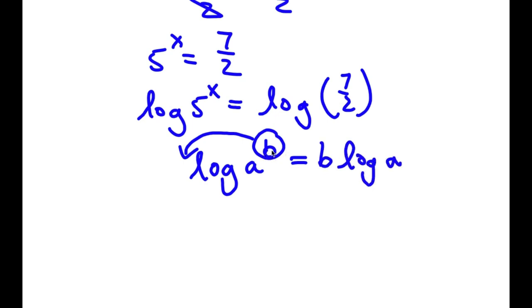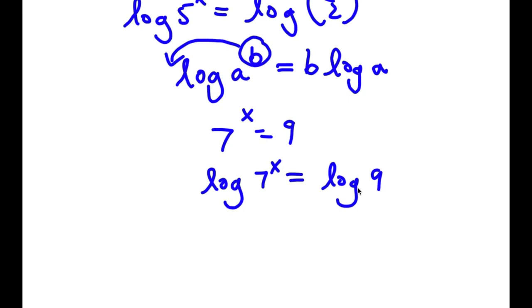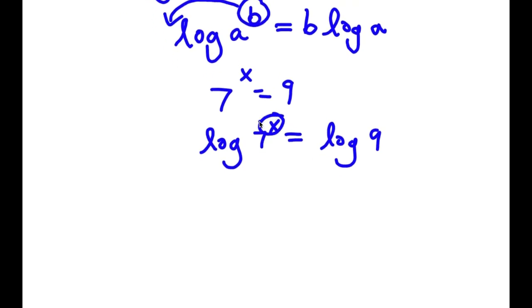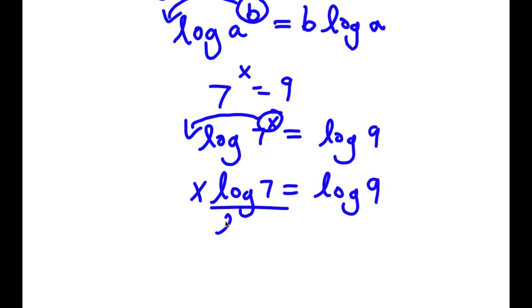And the reason this property is so important is because let's say we have 7 to the power of x is equal to 9, right? So I'll first start by taking the log on both sides. So I have log 7 to the power of x is equal to log 9. And then I can actually move this x to the front by using this property. So then I have x times log 7 is equal to log 9. And then I would divide both sides by log 7 to find the value of x, because now x isn't an exponent, it's a real number.